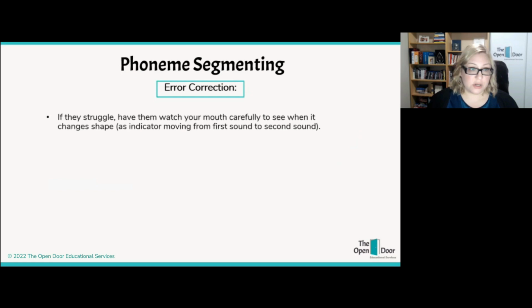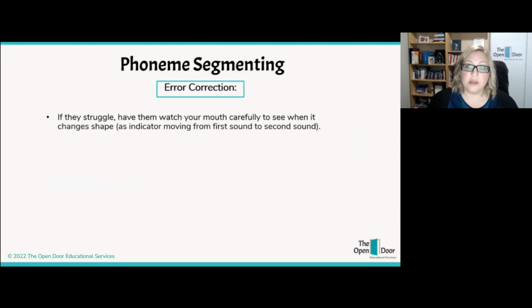So if they struggle with this, have them watch your mouth very carefully so they can see when it's changing from making the first sound into the next sound. That's a really good visual indicator for the student that the sound is changing. So if we say, for example, the word sleep, sleep, there's a visual change from the first sound to the next sound.